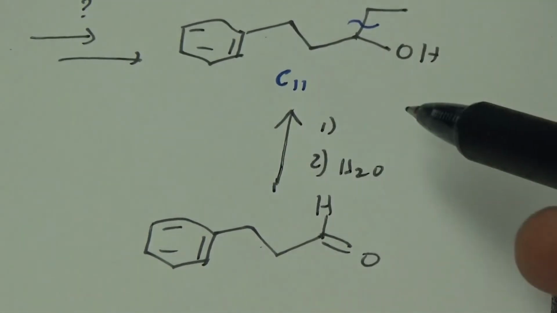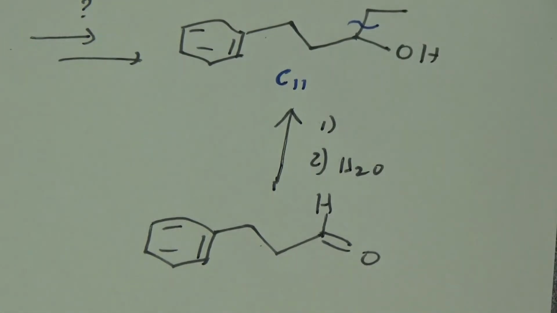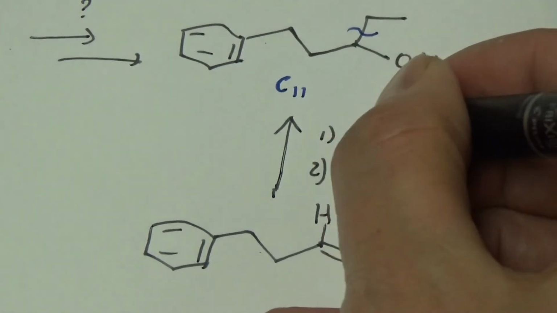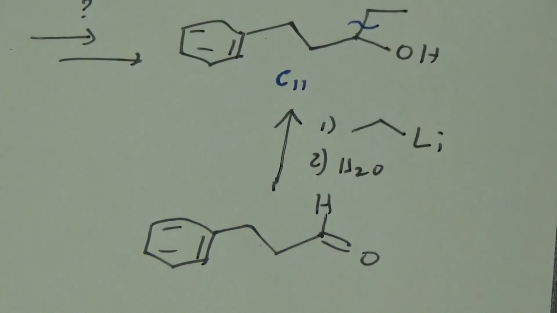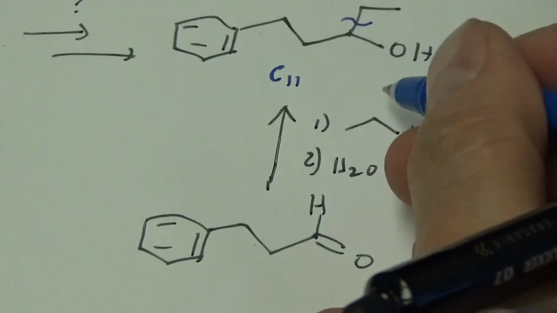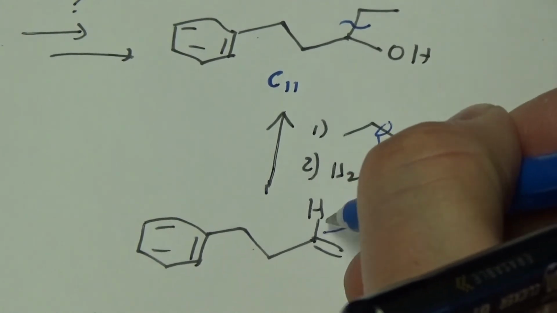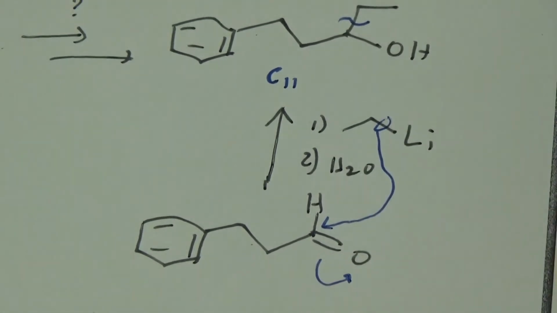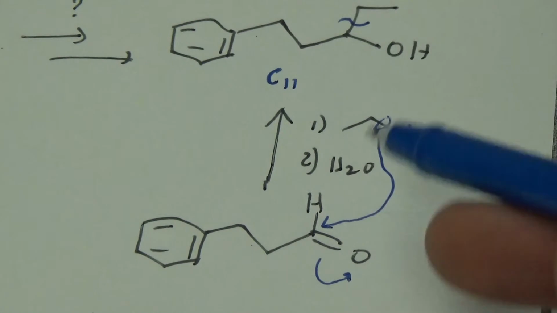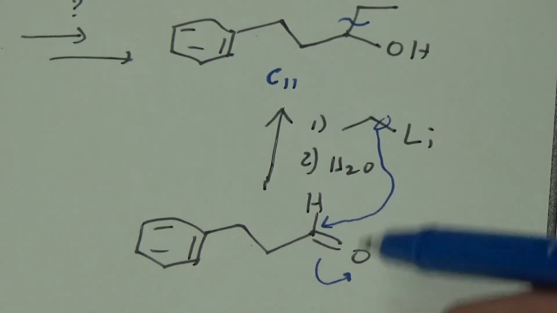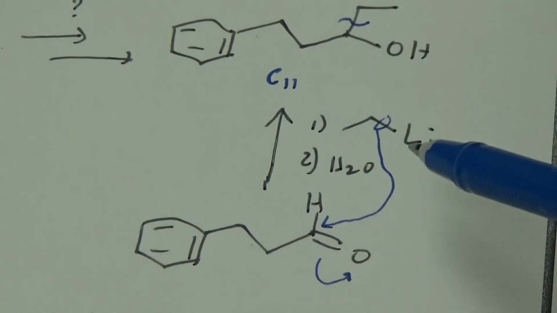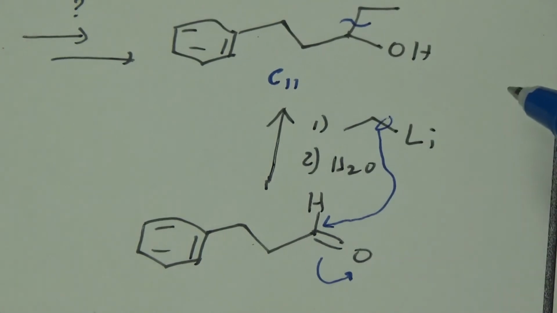Step 1 is, what's the 2-carbon Grignard? Well, we're doing lithium this time, so ethyl lithium. Of course, mechanistically, we don't need to draw the mechanism for a synthesis, but it's so easy we can just do the first step of the mechanism. Ethyl attacks, makes O minus, and then water. Usually, though, you don't have to draw the mechanism for a synthesis problem.